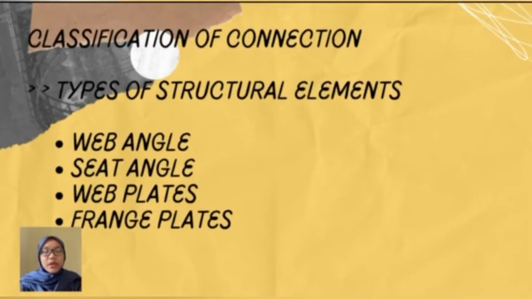Next, move on to types of structural elements. The types of structural elements that make up a steel connection is a common classification. There are so many different types of structural elements, and the various placements of the structural members result in many different connection types. The most common structural elements are angles and plates. Angles can be placed at an I-beam web, known as web angle, or at the I-beam flange, seat angle, and plates can be placed in a similar way, resulting in web plates and flange plates.